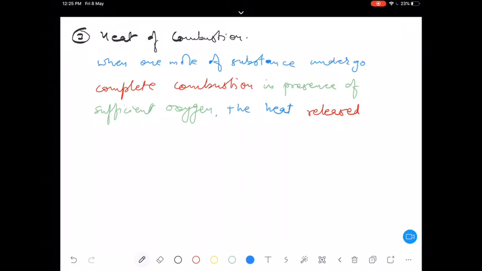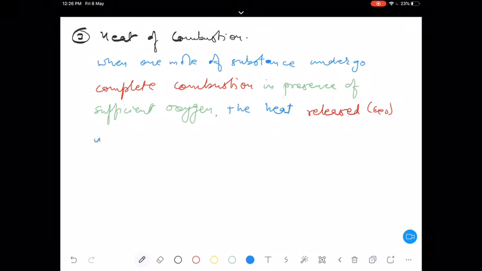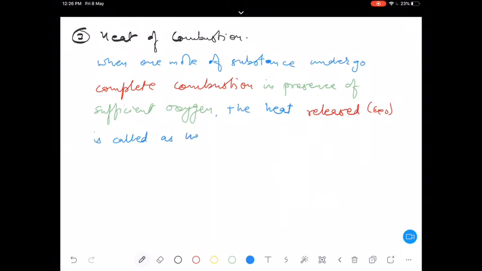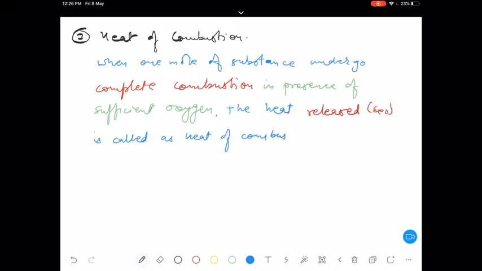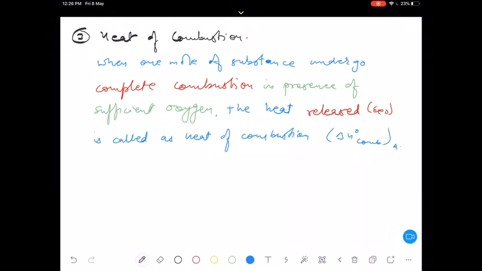The heat released, directly I'm writing released. I'm not saying heat exchanged. The heat released, because the process will always be exothermic in nature, right? So the heat released is called heat of combustion. Again it is defined as standard heat of combustion of a particular compound, let's say in this manner.